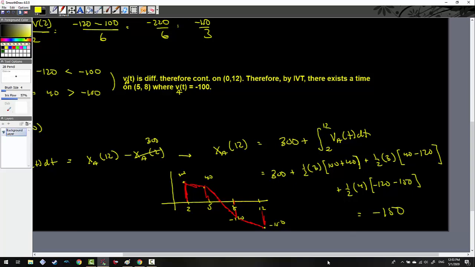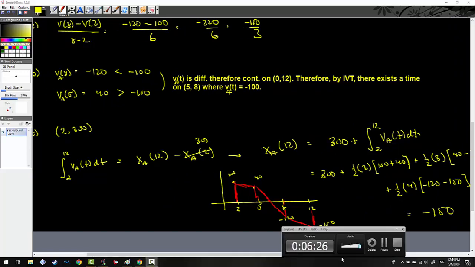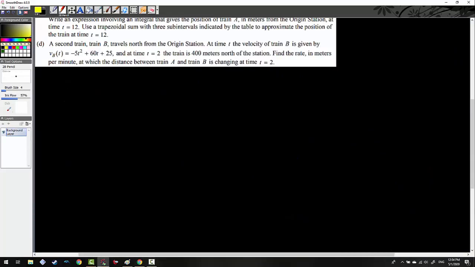All right, let me clean up the board real quick, and we'll finish this thing with part D. Part D says a second train B travels north from origin station. It says at time t, the velocity of train B is given by v sub b of t equals that thing. And at time equals 2, the train is 400 meters north of the station. Find the rate in meters per minute at which the distance between train A and train B is changing at t equals 2.